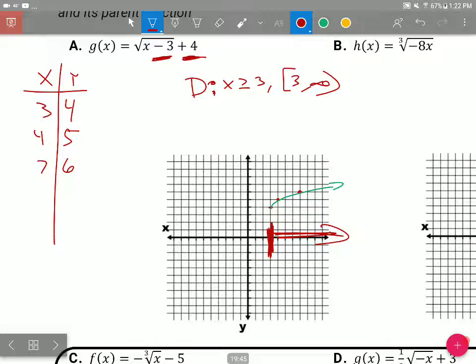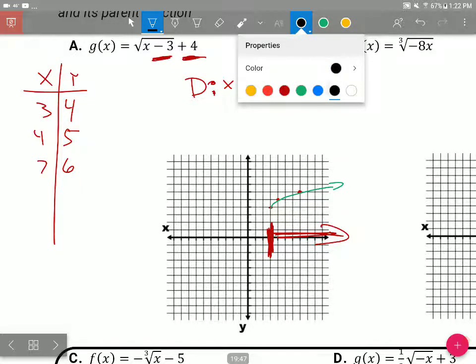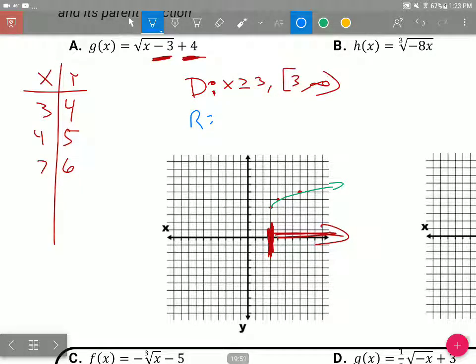Your range. I want to change the color to blue. I haven't used blue in a while. 4 to infinity. Good. It is from 4 to infinity because that's your y value right there, and it goes up. So y is greater than or equal to 4, or 4 to infinity, however you want to think about that. Cool?